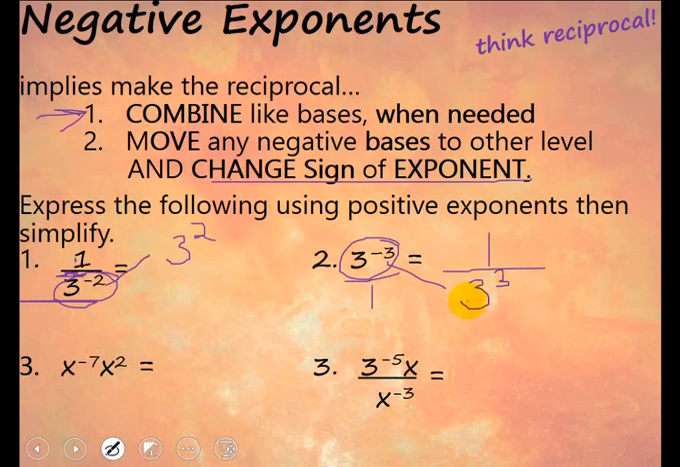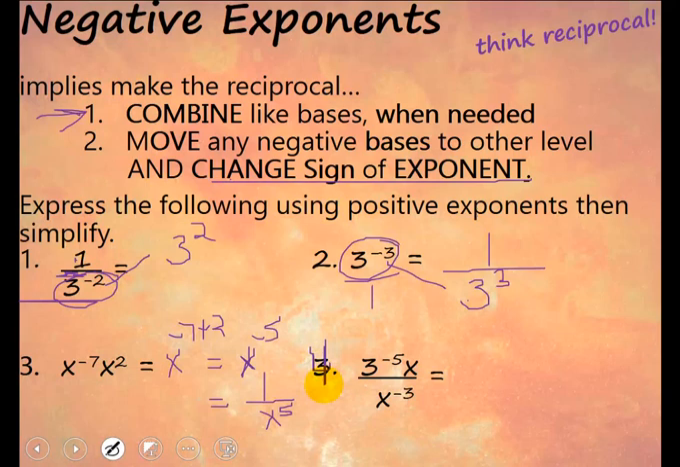Okay, so you remember I said combine like bases when needed? Here's an example of combining like bases where I need to. So first of all, I'm going to add those together. So x to the negative 7 plus 2 gives me x to the negative 5. Now, I can't have a negative exponent, so that means I have to move it to the other level, put it in the denominator, and change the sign of the exponent to positive. Right? This is number 4.